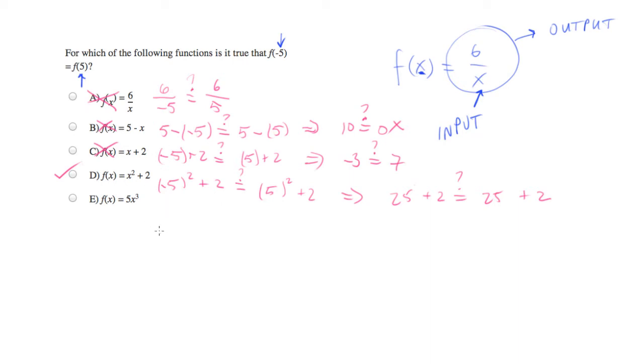I'm going to evaluate the fifth one in case you did that and you want to see how it went. Let's try 5x cubed. So 5 with -5 plugged in. Is that equal to 5 with 5 plugged in? And here this simplifies to 5 times -125. Is that equal to 5 times 125? And the answer is no. One's negative and one's positive. So E is out, which just leaves D as the correct answer.